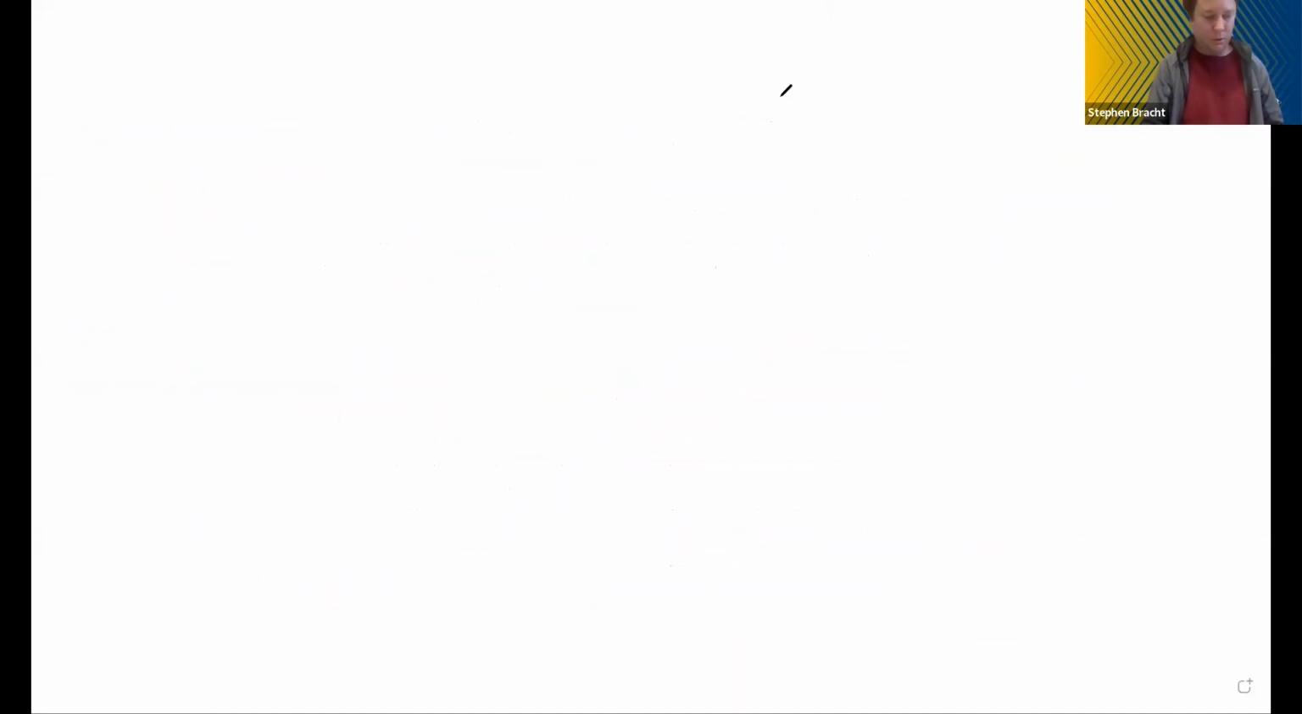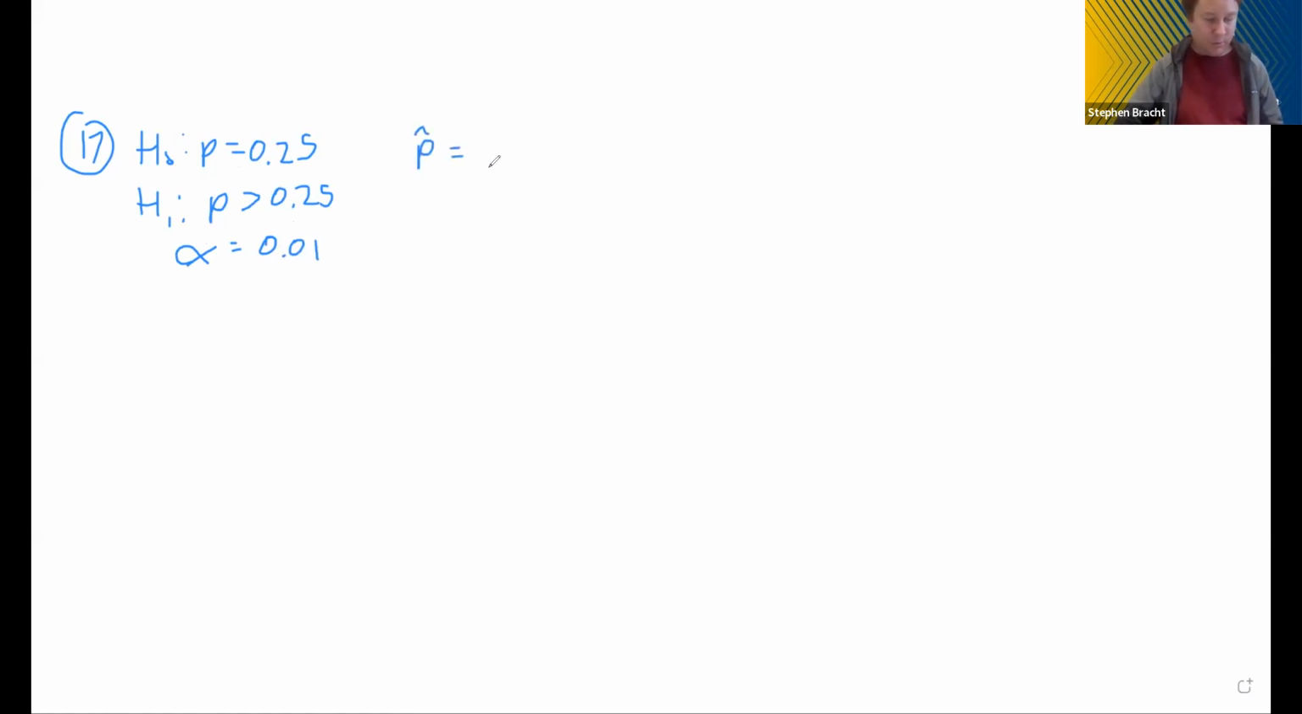So this is 17. My null hypothesis will be the assumption that P is equal to 25% or 0.25. My alternate hypothesis will be the assumption that P is greater than 25%. Okay. I'm testing at the 0.01 level of significance. I'm going to need my sample proportion. This is from the data in the problem. This is equal to 148 over 511, which equals 0.29. Clearly, my sample size here is 511.